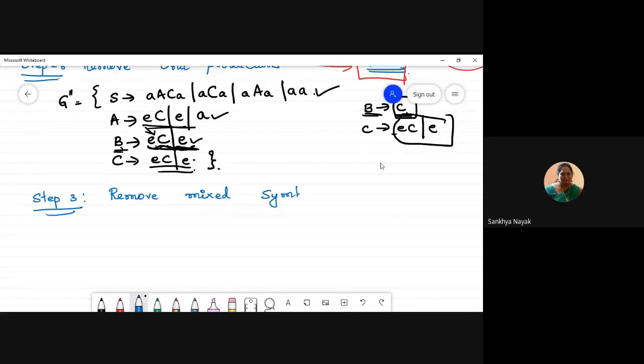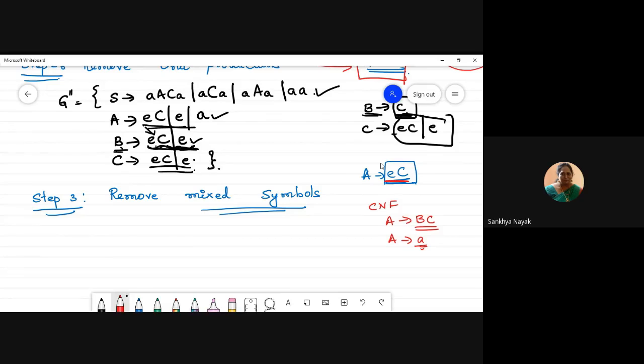Remove mixed symbols. When do we call something a mixed symbol? If you have a terminal and a non-terminal together, then it is mixed. Why do I have to remove it? Because for CNF, I can have only a non-terminal deriving two non-terminals, or a non-terminal deriving a terminal. This is mixed, so that's not allowed. So I have to change it.